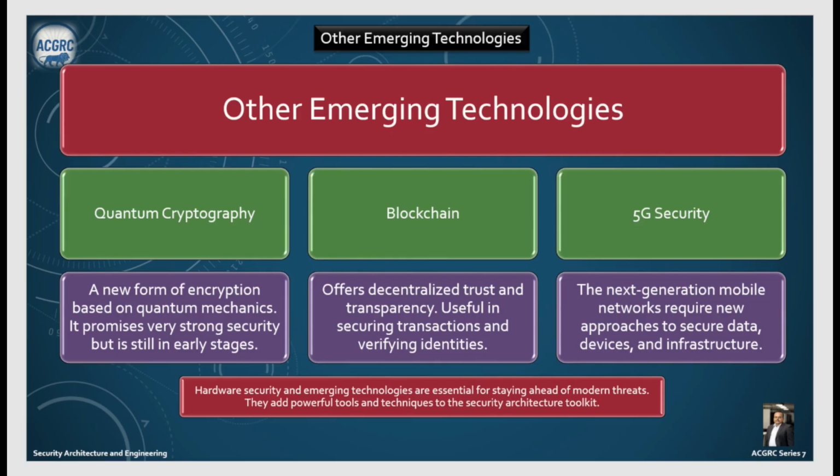Quantum cryptography. It's a new form of encryption based on quantum mechanics. It promises very strong security but is still in its early stages. Blockchain offers decentralized trust and transparency, useful in securing transactions and verifying identities. 5G security, that's the next generation of mobile networks, requiring a new approach to secure data, devices and infrastructure.